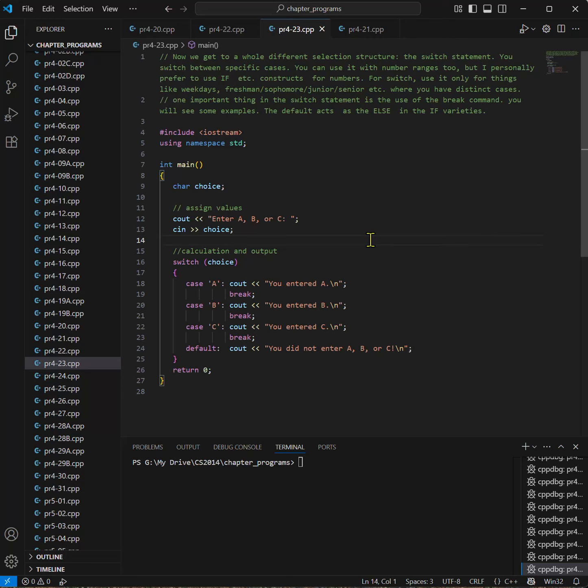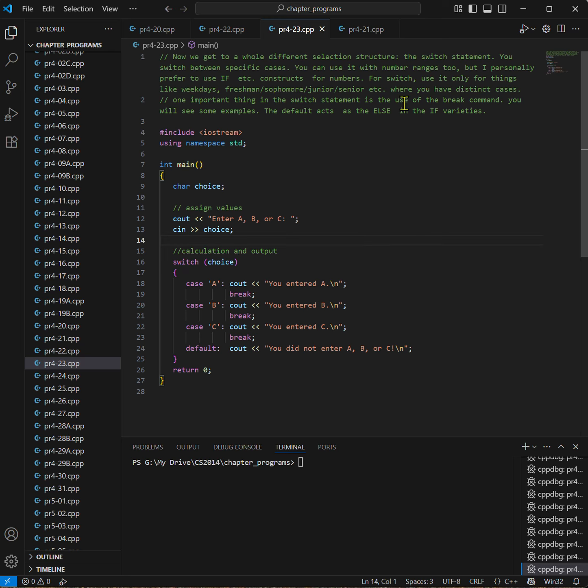Okay, now we're going to get to a whole different selection structure, and that's the switch statement. You will switch between specific cases. You can use it with number ranges too, but I personally don't like it that much because that kind of defeats the whole purpose of switching. If you have ranges, you really need to use if constructs, if, else if, else, etc.